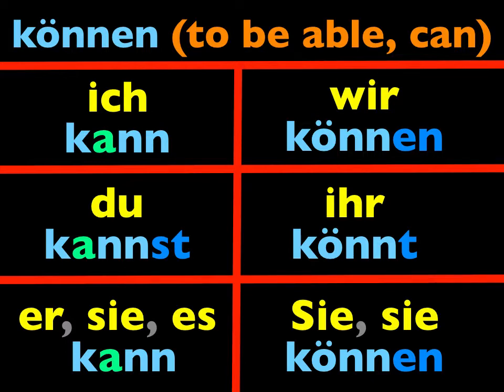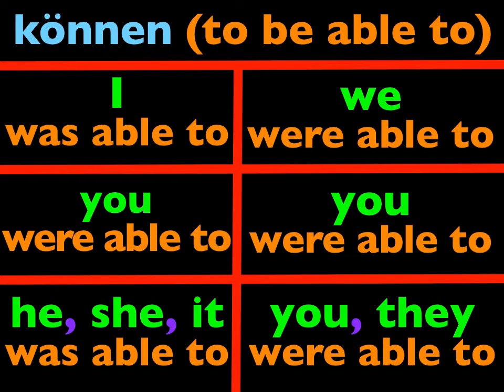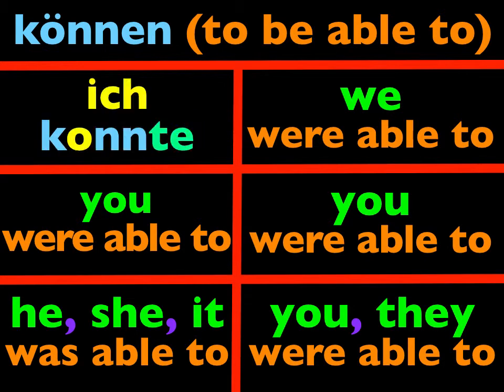But let's learn the imperfect tense now. How do you say I was able to? Well, we need the te endings, but here's something else that's going to happen. Notice the umlaut is gone. It's ich konnte. So the konnte will go all the way through the conjugation. It's just that we need the st for the du form, etc.